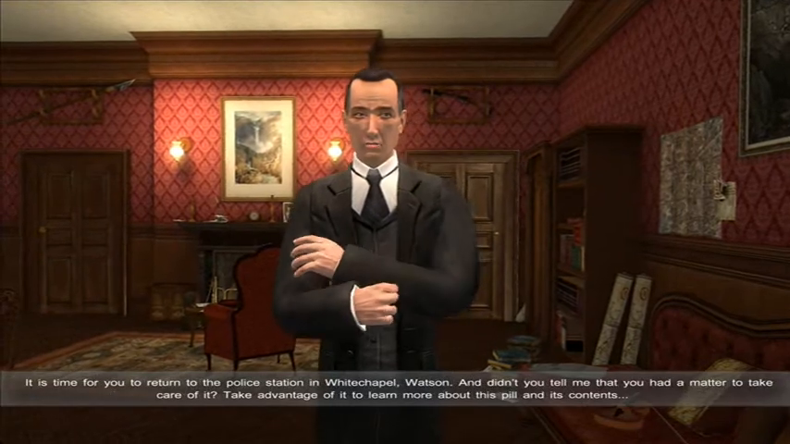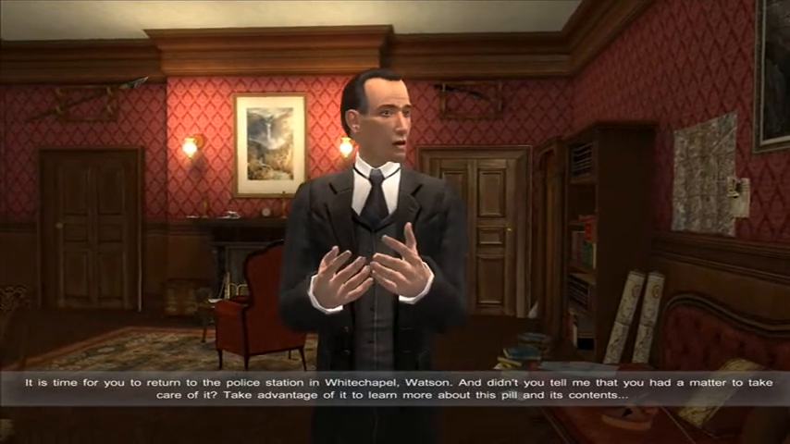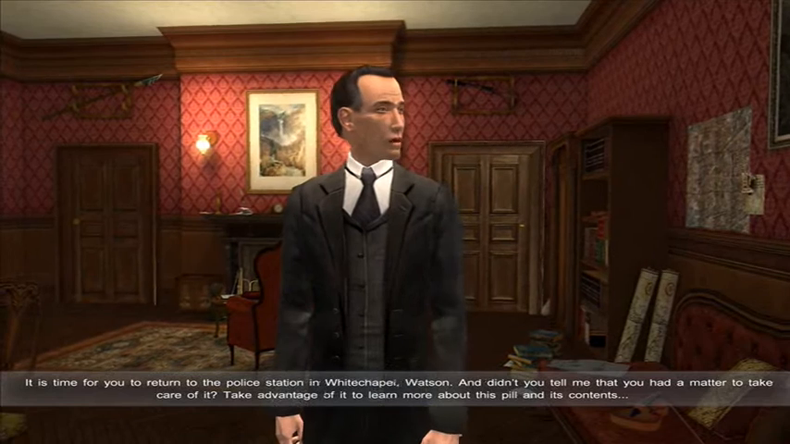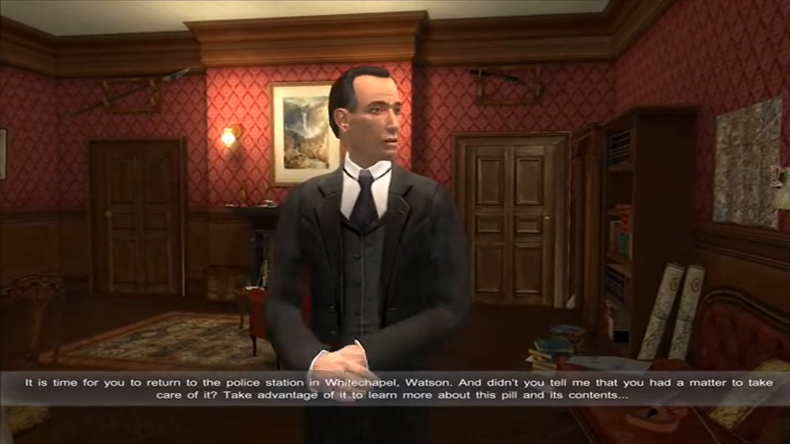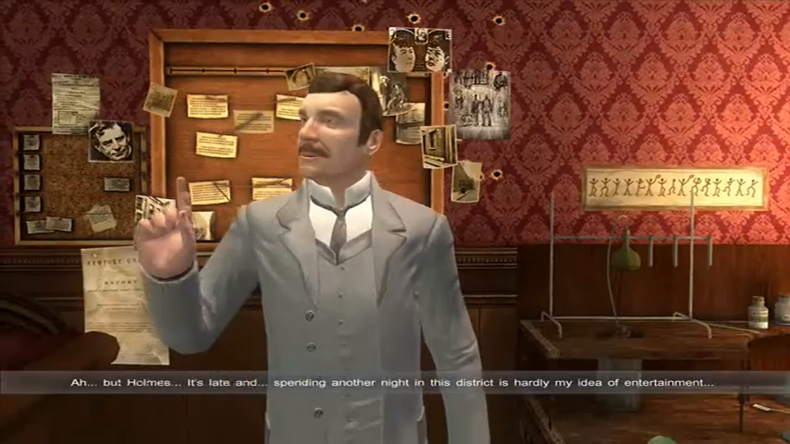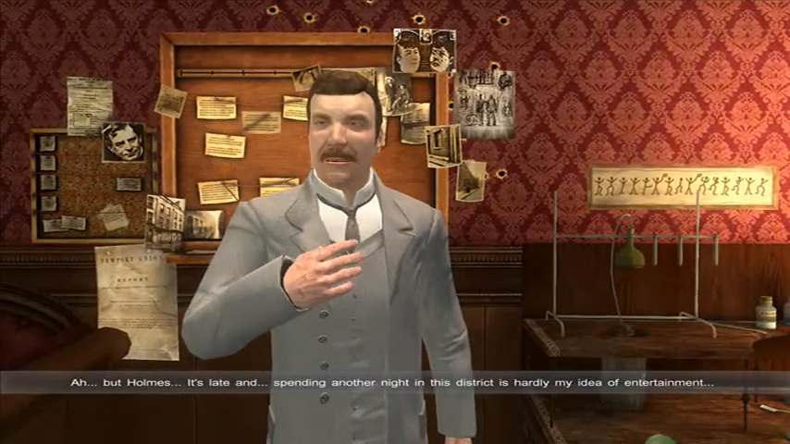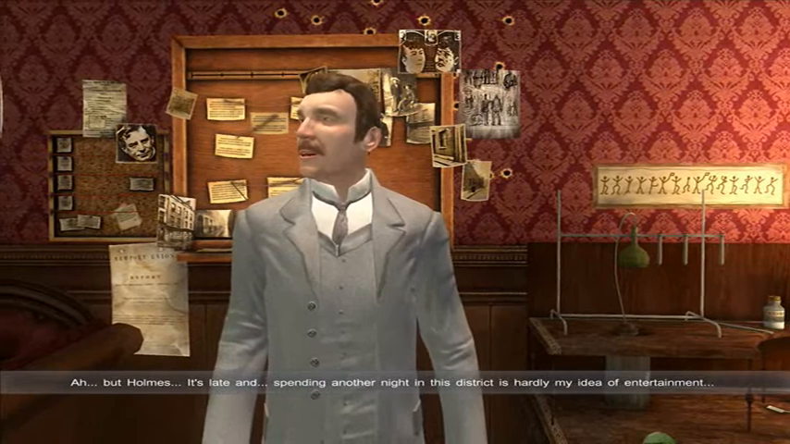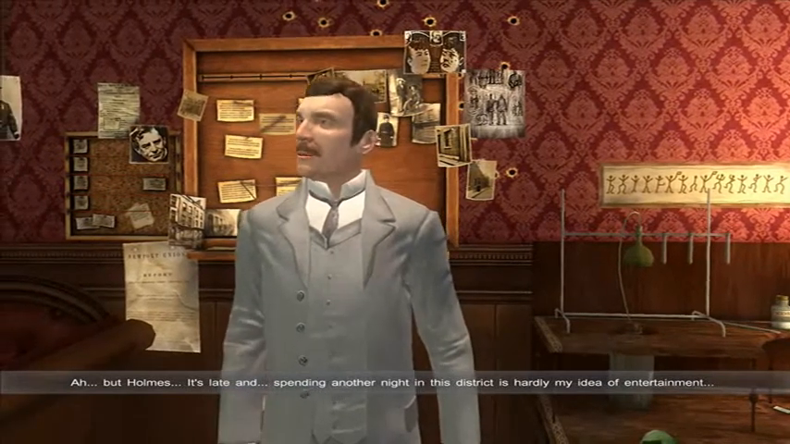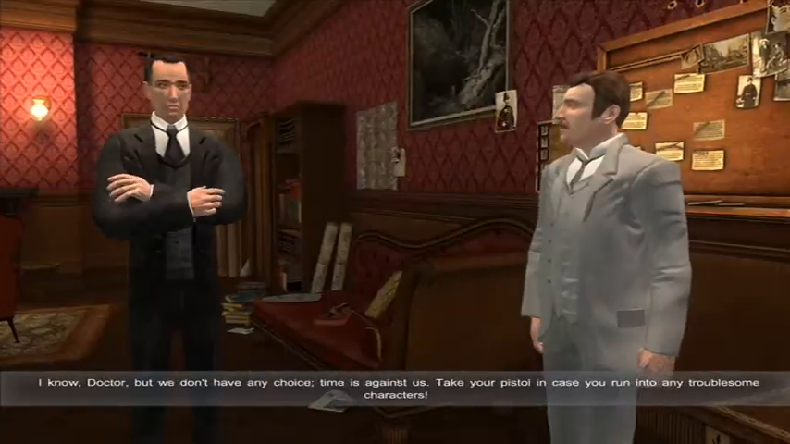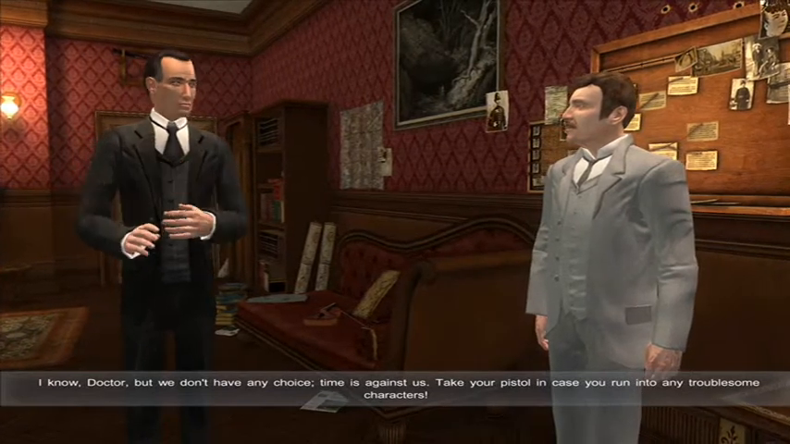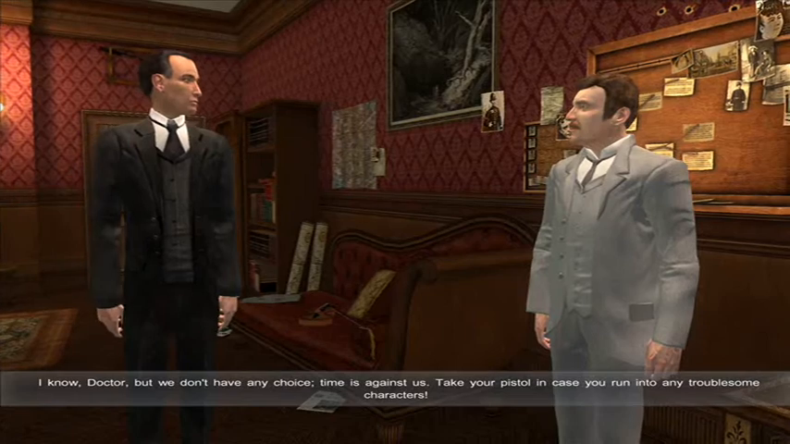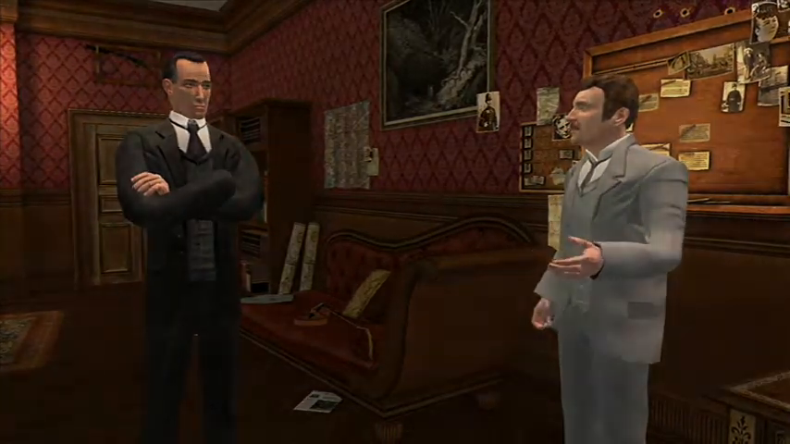It is time for you to return to the police station in Whitechapel, Watson. And didn't you tell me that you had a matter to take care of? Take advantage of it to learn more about this pill and its contents. Ah, but Holmes, it's late, and spending another night in this district is hardly my idea of entertainment. Well, I know, Doctor, but we don't have any choice. Time is against us. Take your pistol in case you run into any troublesome characters. Oh dear. Fine, as you wish, Holmes.